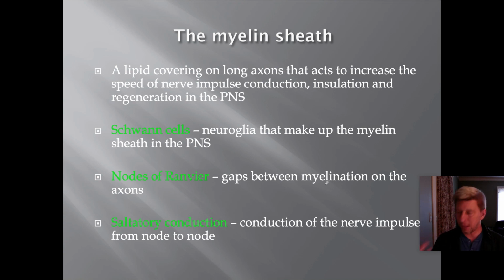Now, insulation you probably are aware of, all right? If you look at an electrical wire, the wire itself is covered, right? The metal inside is covered by rubber or plastic. And the reason is because we don't want the electricity to escape. Well, that lipid covering in the myelin sheath does the same thing on nerves.